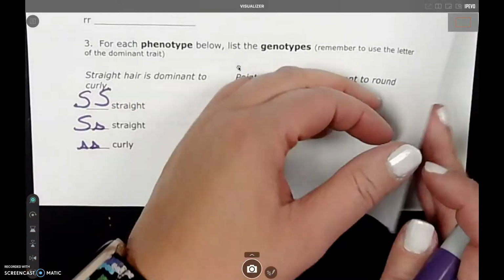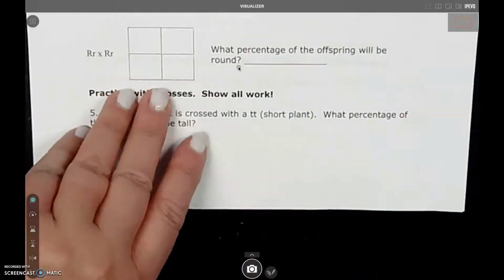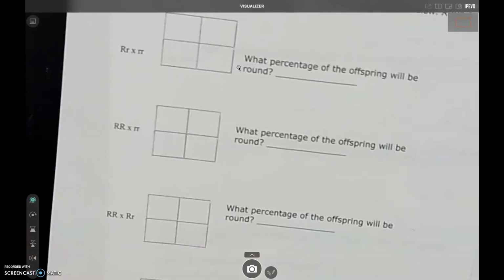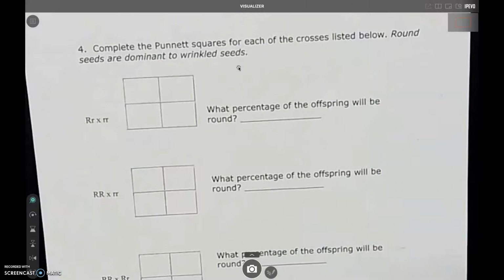Let's look ahead. You can fill in what you don't have done. I want to go through how to do some Punnett square problems. How I want you to do Punnett square problems.